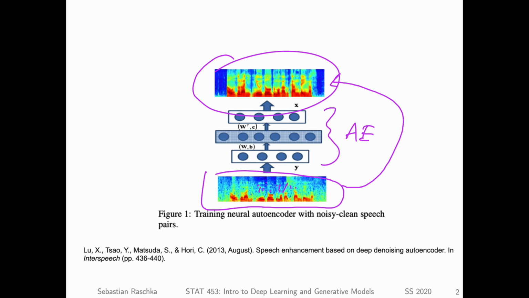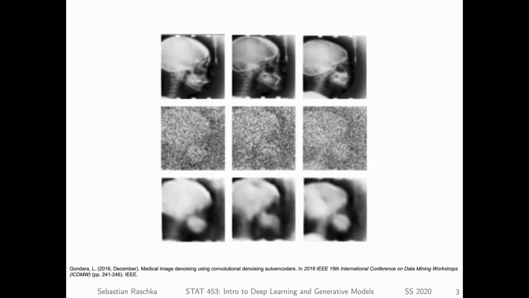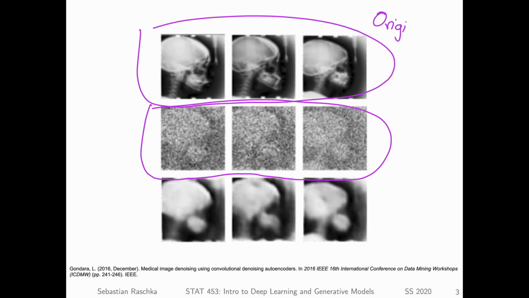So maybe a better example showing you how an autoencoder works is an image example. An example of a medical image here. What the researchers did here, they were taking a noisy version of an image, and at the top this would be the original version, but you have to pretend that during testing time you don't have this original. All you have is the noisy version. And then the researchers used an autoencoder to denoise this noisy image. And you can see the denoised version here.